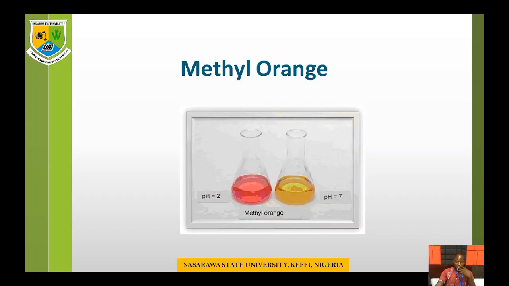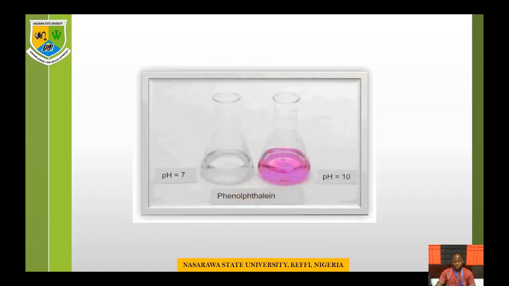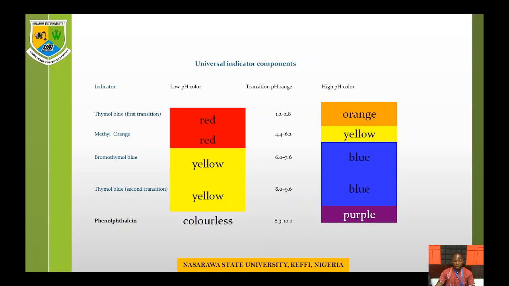Then of course these are the colors as you can see in the glasses in the conical flask. Methyl orange, at pH equals 2 gives a pink color. At pH of 7 it gives a yellow color. Then phenolphthalein at pH 7 has no color. At pH 10 it gives pink. Then there is also a color chart here for you to see.